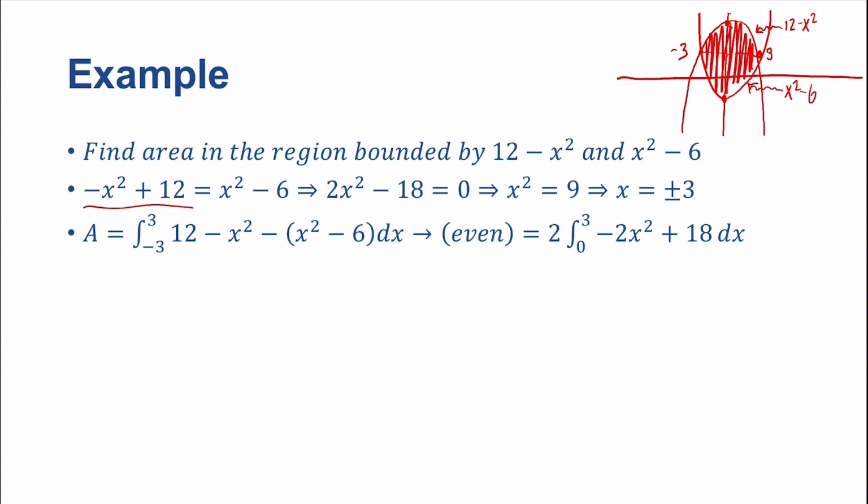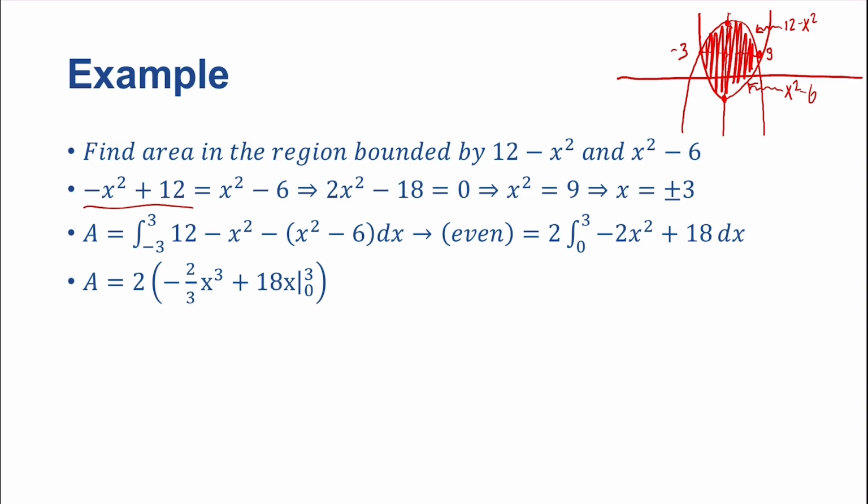Now, both of these functions are even. They're both parabolas, so we can apply that nice integration trick where we can set that equal to 2 times the integral between 0 and 3, and then we can combine some like terms, and that gives us negative 2x squared plus 18 dx. Now this is a super easy integral to solve. All we need to do is apply that reverse power rule and evaluate using the fundamental theorem of calculus. That leaves us with the area being 2 times negative 2/3 x cubed plus 18x evaluated between 0 and 3.